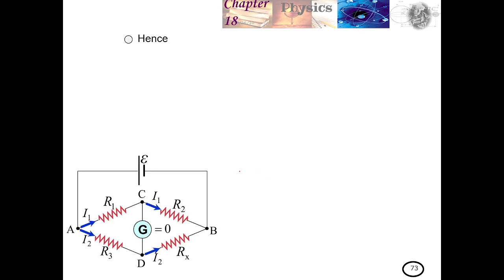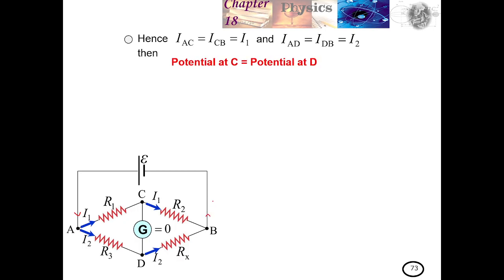Same diagram as before. Hence, IAC equals ICB equals I1, and IAD equals IDB equals I2. Why do you remember I1, I2? Because it's separated from the main current over here. It was separated into I1 and I2 and combined back at point B. So the potential at C equals the potential at D. Therefore, VAC equals VAD.